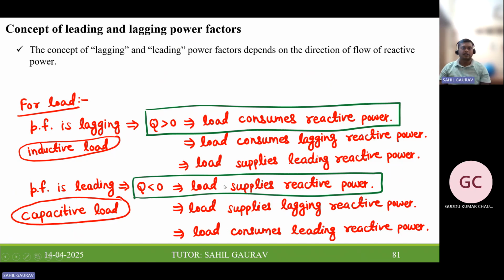Now, what is the concept of leading and lagging power factors? The concept of lagging and leading power factor depends upon the direction of flow of reactive power, and it depends upon the characteristics of either it is of load or it is of generator. So when power factor is lagging for load, that means Q is positive, load consumes reactive power, that means it is lagging in nature. So load consumes lagging reactive power and load supplies leading reactive power. And if power factor is leading, that means Q is negative, that means load supplies lagging reactive power, or load consumes leading reactive power. So this type of load we call capacitive in nature.